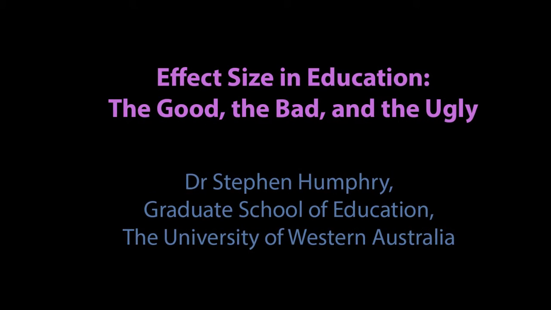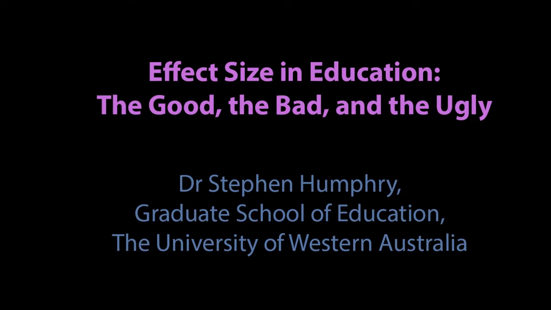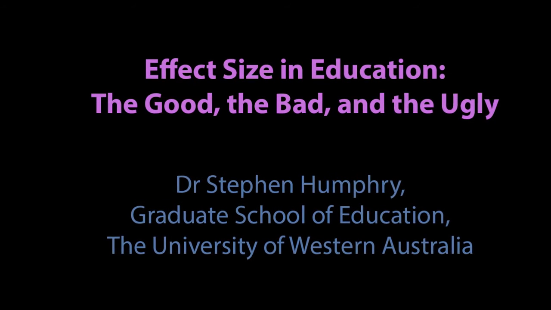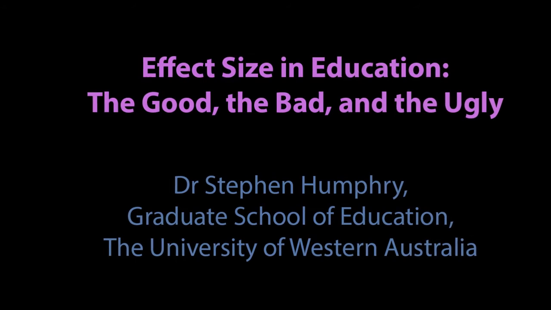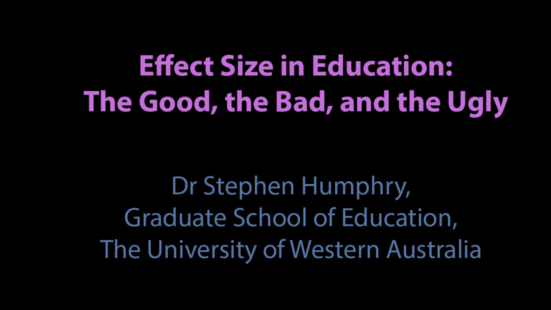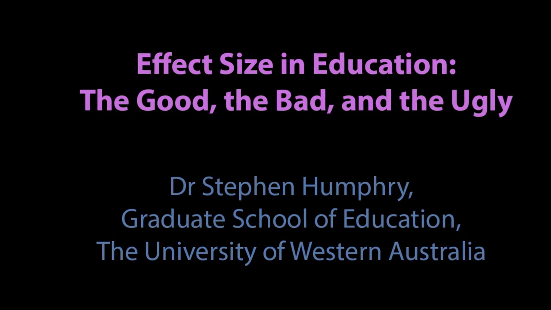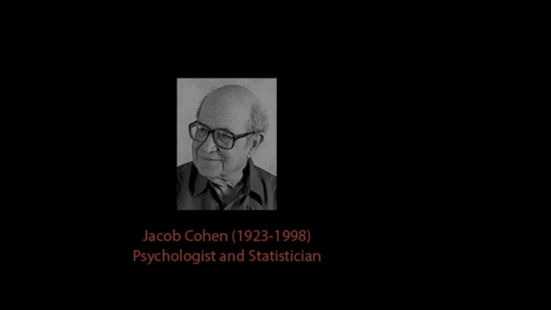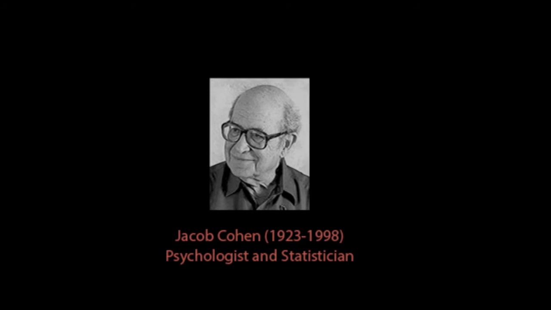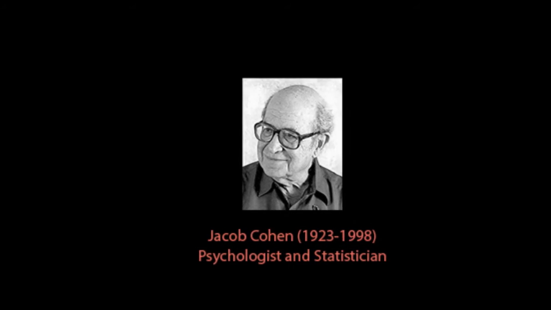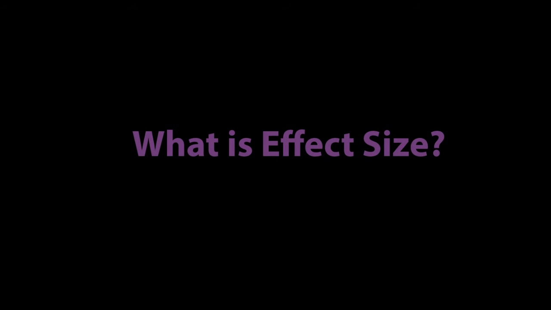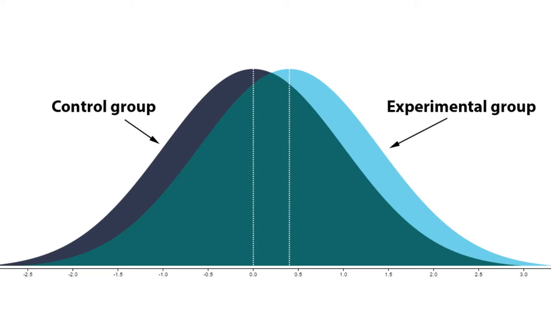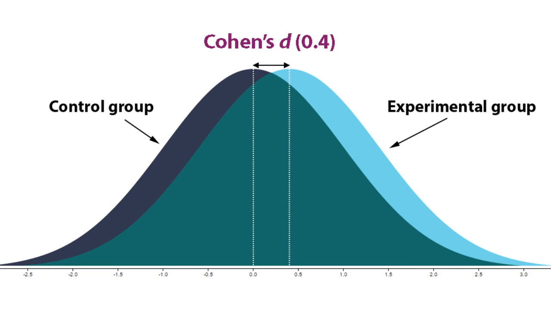The fundamental concept of an effect size has been around since at least 1940. What is being called an effect size in education now is most similar to Cohen's d. Cohen's d was introduced in the late 1960s by Jacob Cohen, a statistician in psychology. There are many kinds of effect size, but in this video I will only refer to Cohen's d.